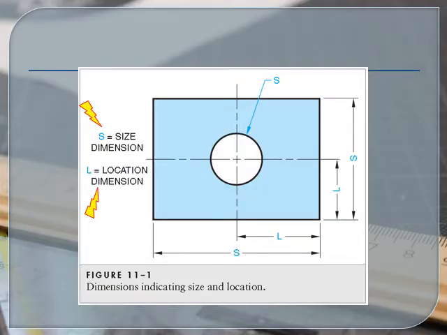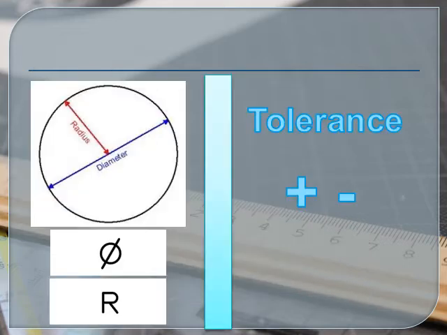Okay, lesson number 3, we talked about dimensioning, and the purpose of dimensioning was to give size and location of the part and its features. When we talked about dimensioning, we also talked about tolerance, so how much bigger or smaller a part can be than its given dimension.